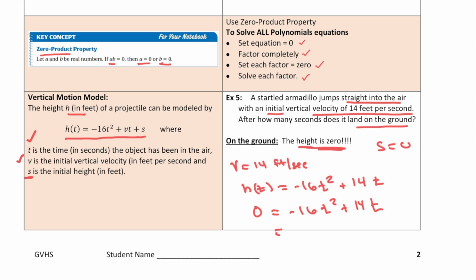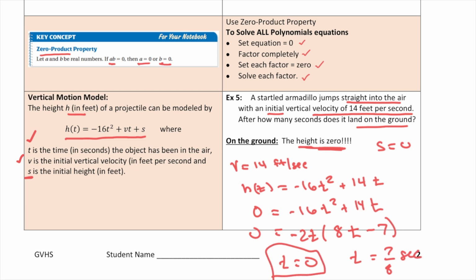Factor out a negative 2t, and I'm left with 8t minus 7 is equal to 0. So either t equals 0 from the first factor, or t equals 7 over 8 seconds from the second factor. Now, t equals 0 is when your armadillo is on the ground, and 7/8 is when the armadillo lands.